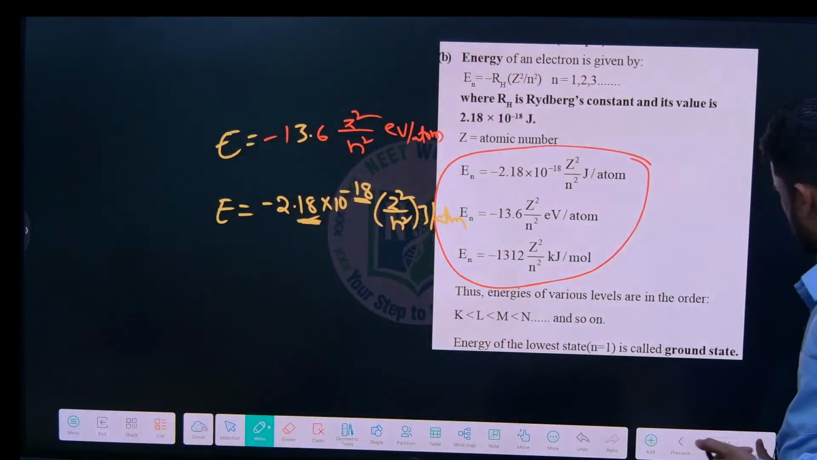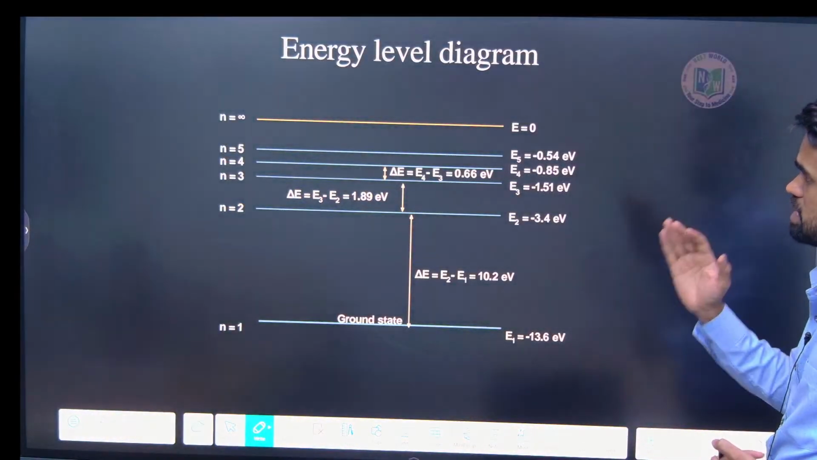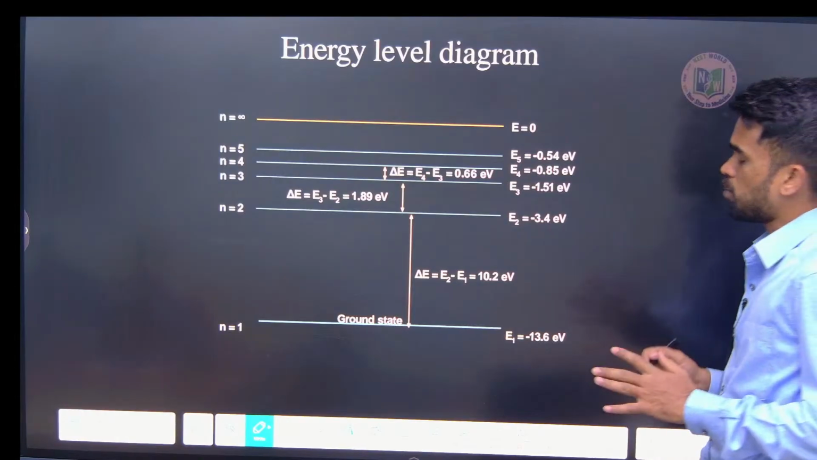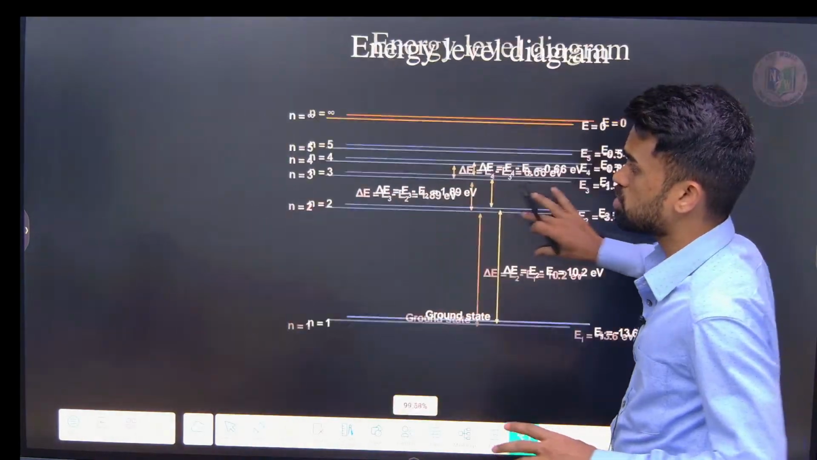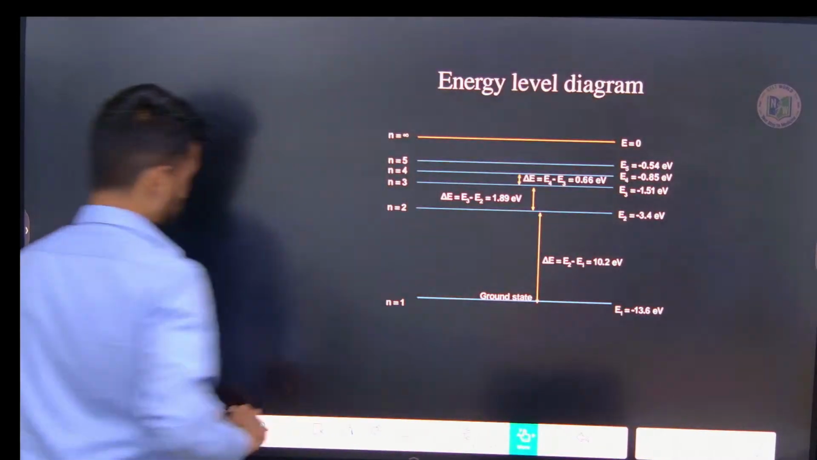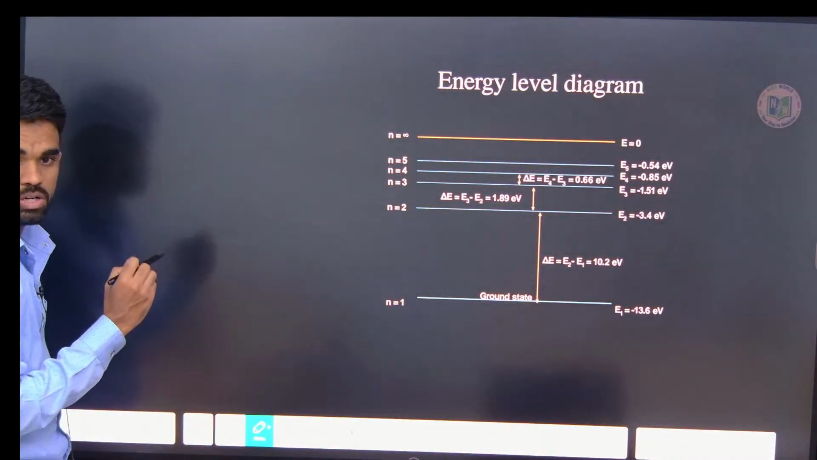Next, this is the energy difference. Now for example, what is the formula we have used? What is the formula we have used? Electron volt, you tell me.